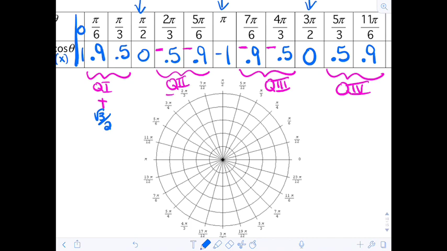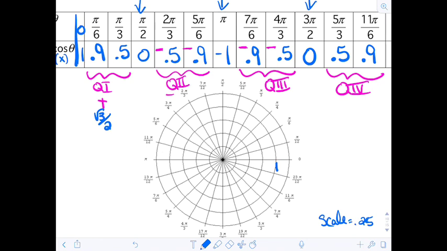Okay, so the first one we have is 0, 1. Because I don't go really past 1, I'm going to make my scale in fourths, 0.25. So every one is 1/4. So I'm going to go out 1, 2, 3, 4, and right out here is 1. That's going to help us space our graph out a little bit better.